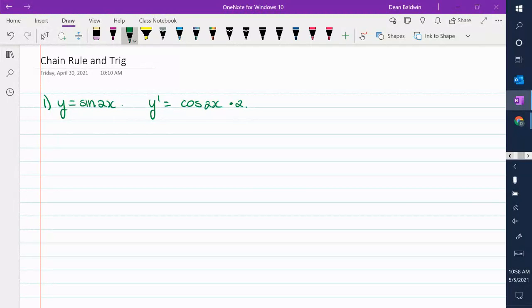Okay, now I'm going to show you the mistake that people make. Don't do this. All right? Does not equal cos of 4x. It is not that. Okay? You cannot take this 2 and multiply it by this 2x. This 2 just goes in the front there. Okay? So the actual answer is 2 cos 2x. All right? Don't do that. Please.